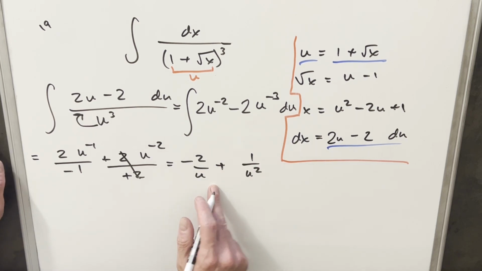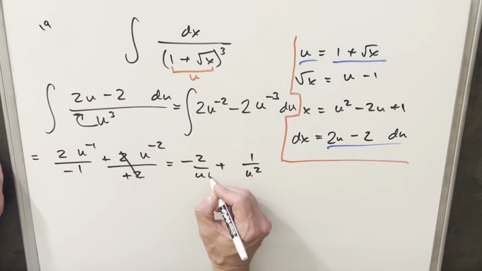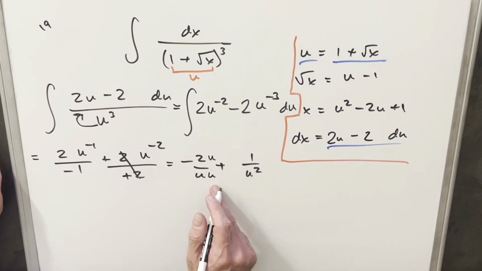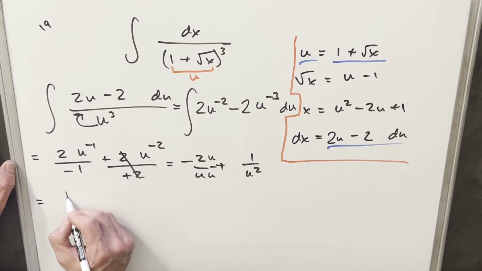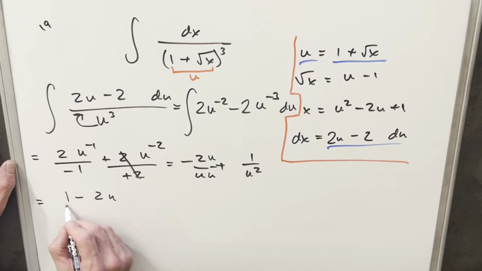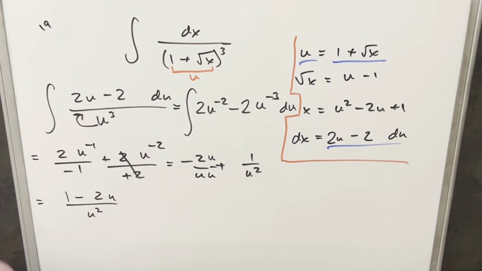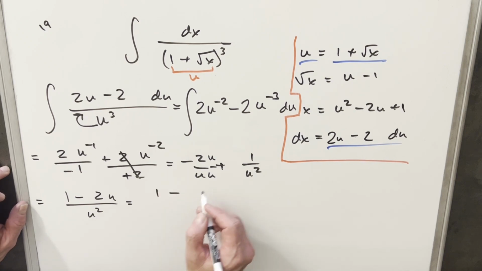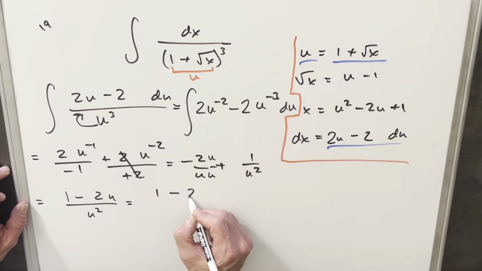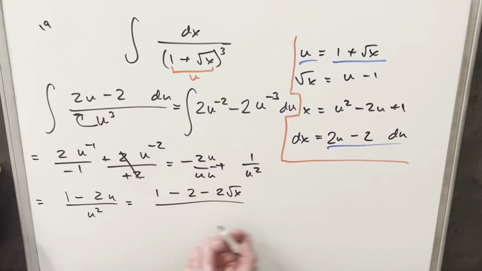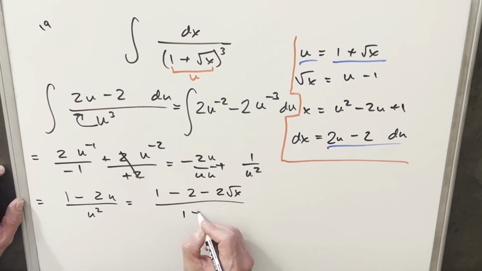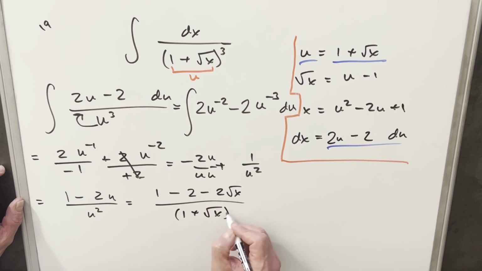And then from here, before I back substitute, let's get a common denominator on this. So we'll multiply by u over u, same as multiplying by 1. It's going to give me a common denominator of u squared. So when I rewrite this, I'm going to have 1 minus 2u over u squared. Now we can go ahead and back substitute. In the numerator, I've got 1 minus 2 square root of x. For u squared, I'll leave it as 1 plus square root of x squared.